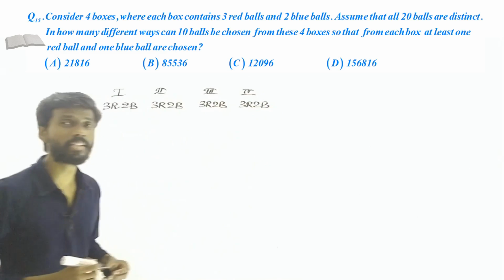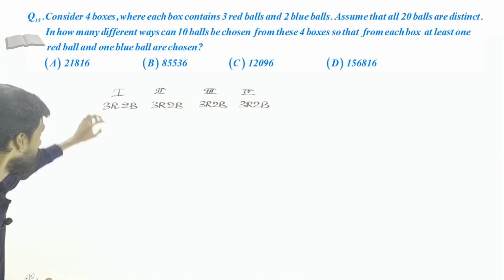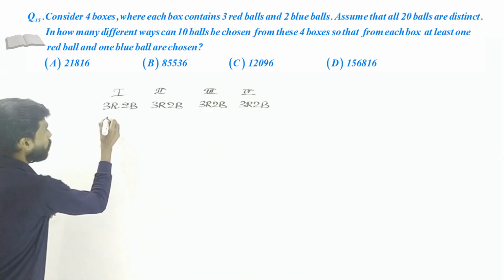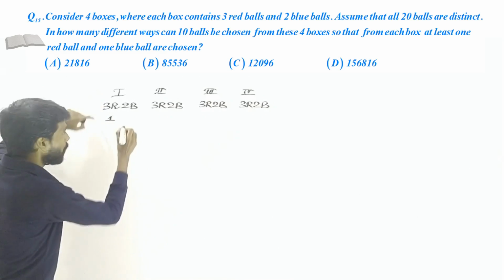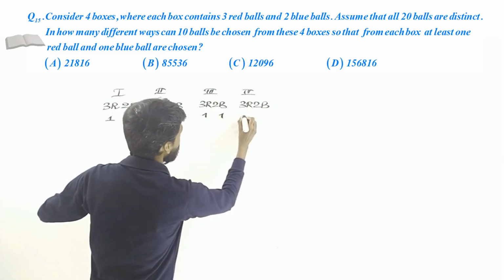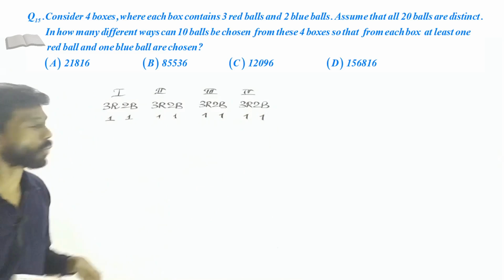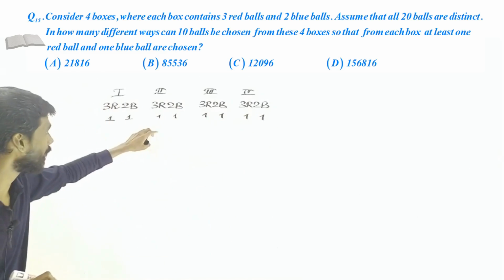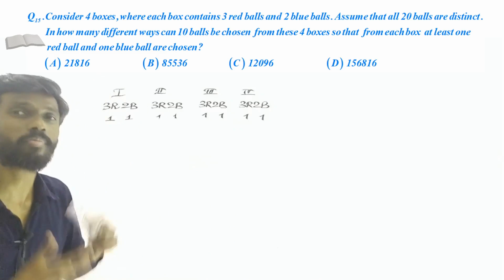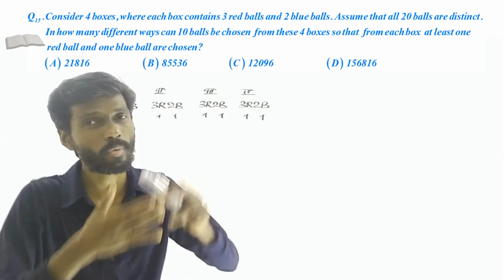Now we have to select 10 balls, which means from each box we have to select 1 red, 1 blue. That means a minimum of 1 red ball is selected from this and a minimum of 1 blue ball is selected from this. So from each one we have to select 1 ball minimum. So that means totally how many balls? So 8 balls are already selected. Now 2 more balls we have to select. So these 2 balls can be selected from which box, which color. So that's what matters, right? So we have to consider different cases.